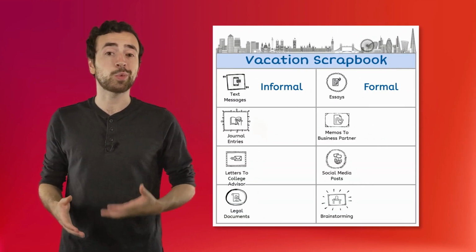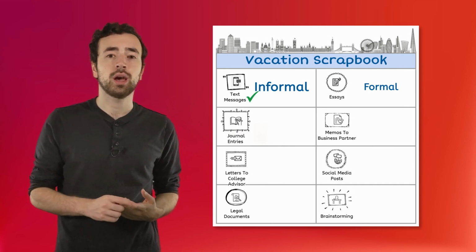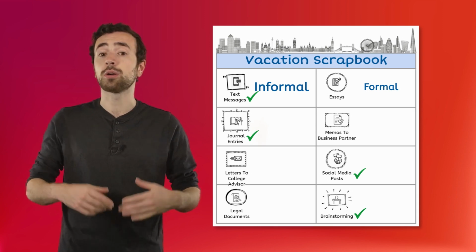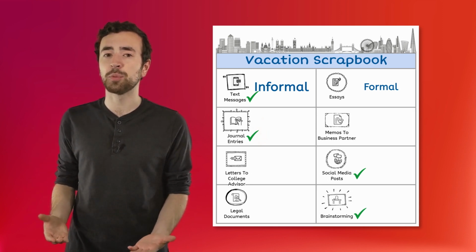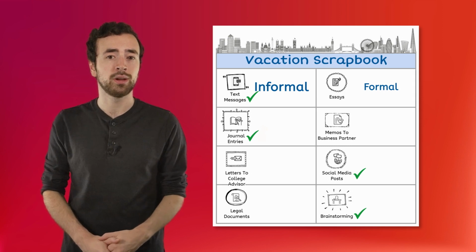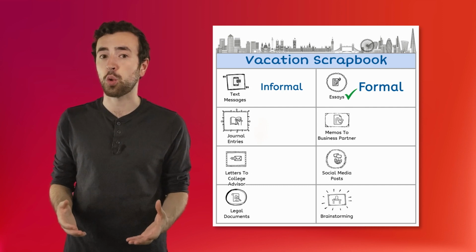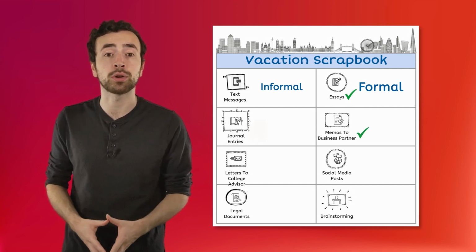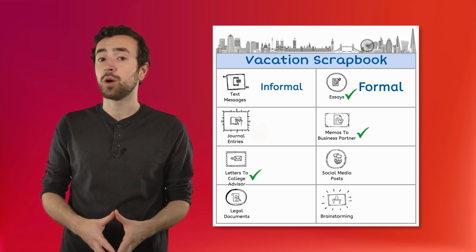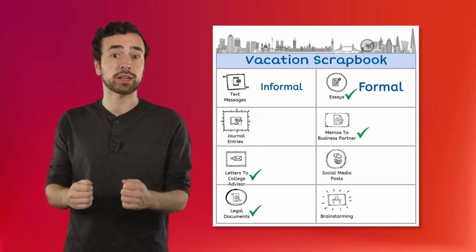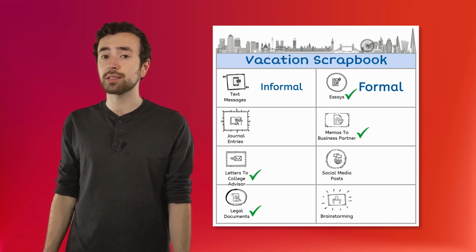So, how'd you do? Let's take a look at the examples together. The examples that work best with informal writing are text messages, social media posts, journal entries, and brainstorming. These are more casual and personal types of writing that help us reflect and connect to one another. Now, the examples that work best with formal writing are essays, professional correspondence, like a memo to a business partner or a letter to a college advisor, or legal documents like contracts. This writing is professional and objective, helping to connect people to ideas and information.